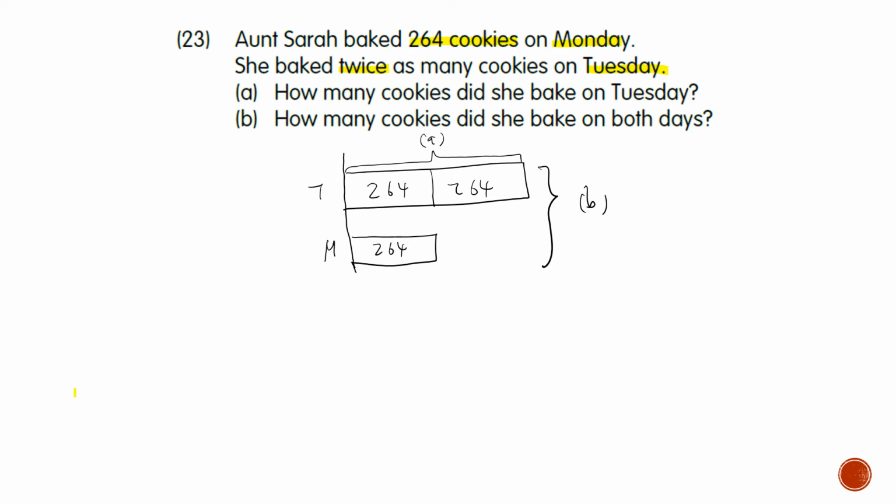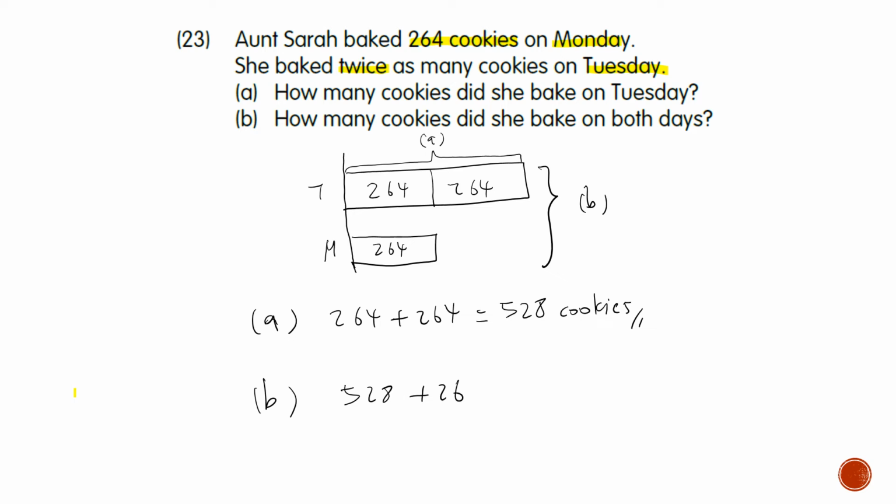Okay, so once you draw the model, actually you realize it's quite straightforward. For part A is 264 plus 264, or you can just take 264 times 2. Both will give you the same answer, which is 528 cookies. So this is part A. Now part B, you just have to take 528 plus 264 and you get 792 cookies. Okay, so again, if you get part A wrong, you will get part B wrong also.